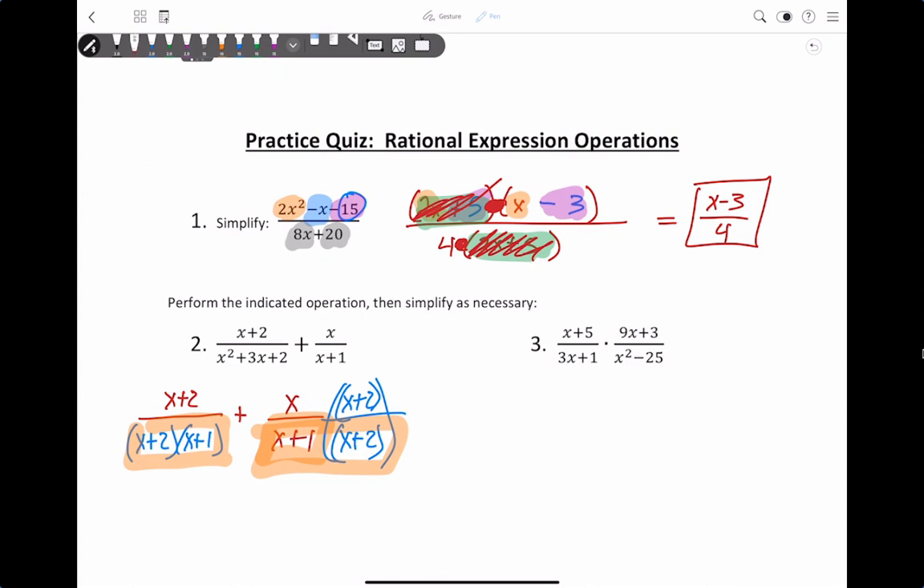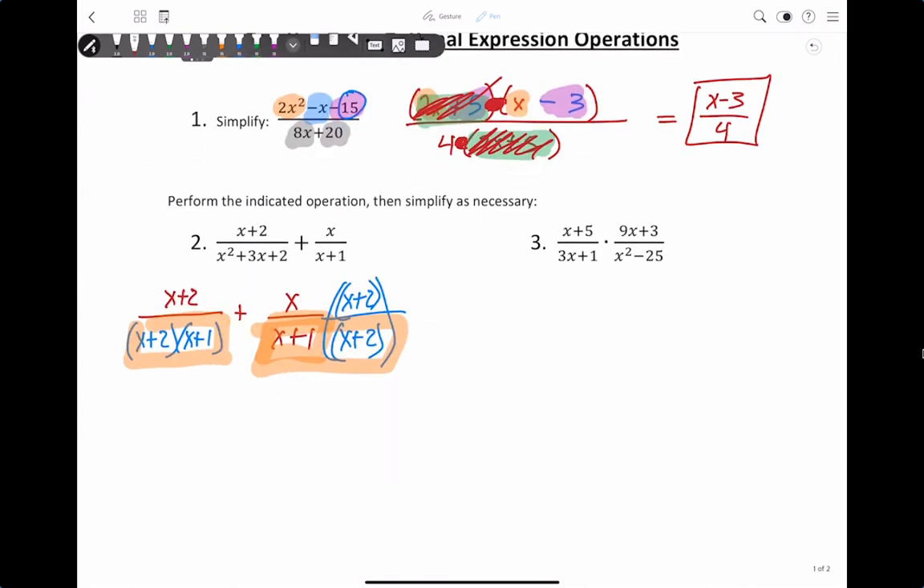So what we're going to do is we're going to combine this to be one huge fraction that has a common denominator of x plus 2, x plus 1. And you could do x plus 1, x plus 2. Order doesn't matter with multiplication, but nonetheless, they're still common. Now we have to work with our numerators. We want to add both of these numerators together.